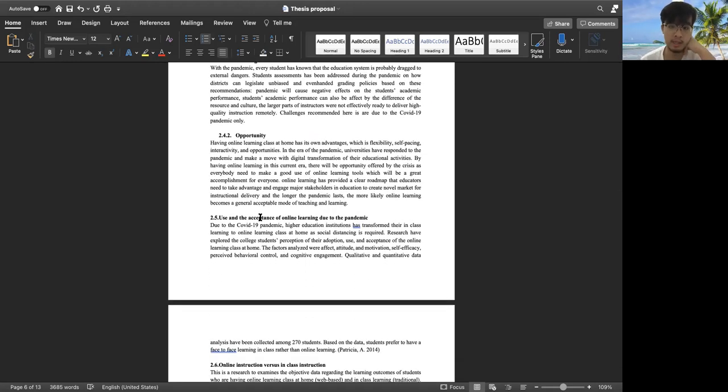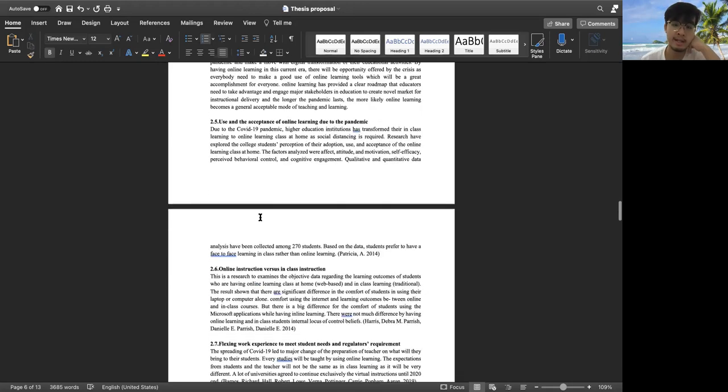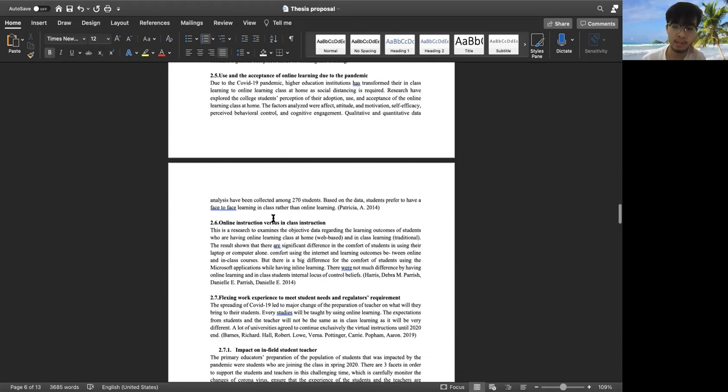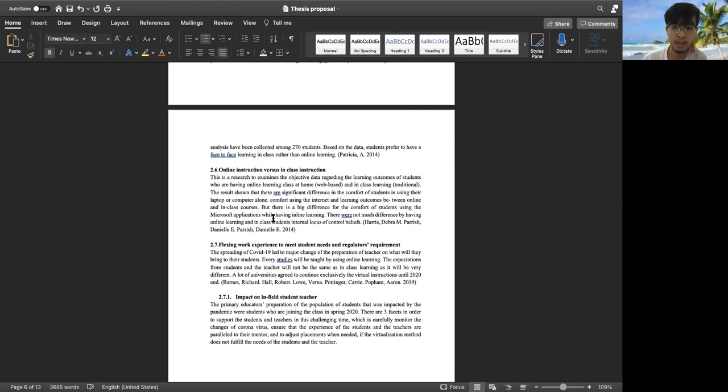And next is the use and acceptance of online learning due to pandemic. Online instruction versus in-class instructions. This is to examine the objective data regarding the learning outcomes of students who are having online learning class.